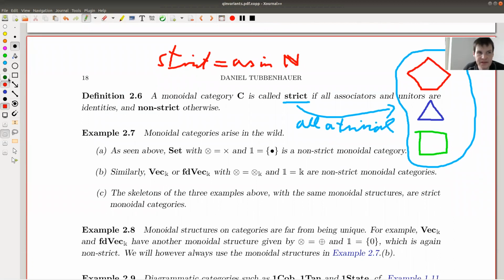So this is the one we have seen above. Set, tensor product is Cartesian product. The unit object is just a one-dimensional set. It's not strict. It's non-strict. So by the way, non-strict is the opposite of strict. The linear version of the example is Vect. The tensor product is the usual tensor product. The unit is the ground field. I don't care what my ground field is. Any ground field works, and it's again a non-strict category.